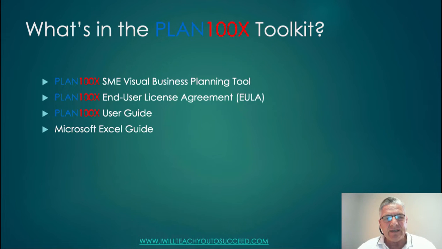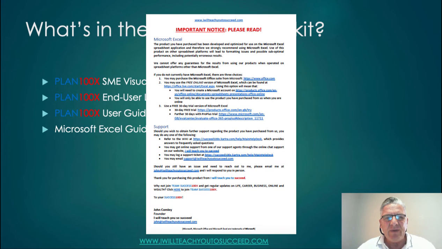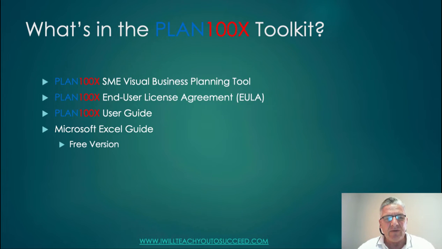Right, and fourthly is the Microsoft Excel guide. We give this because Plan100X is formulated, based, developed on Microsoft Excel, and that's where it works best. We would like you to use Microsoft Excel. We cannot guarantee results on any other spreadsheet platform. So there is a free version of Microsoft Excel in this guide. It is only for 30 days, extendable for a further 30, but at the end of it you might want to buy Microsoft Excel for ongoing use, as well as there's also an online version. Not recommended. There are some formatting issues with that, but it could be used in order to run the Plan100X tool.